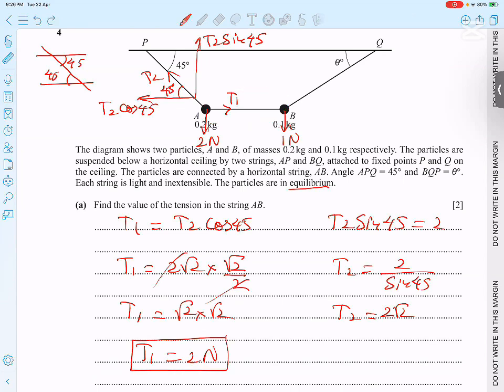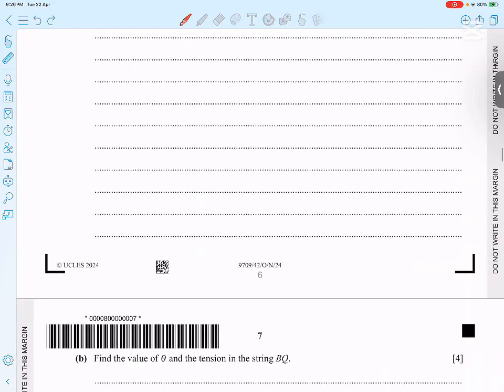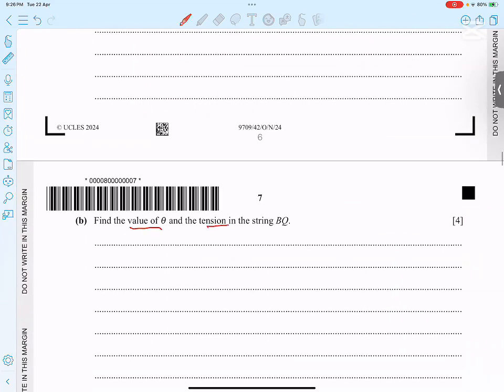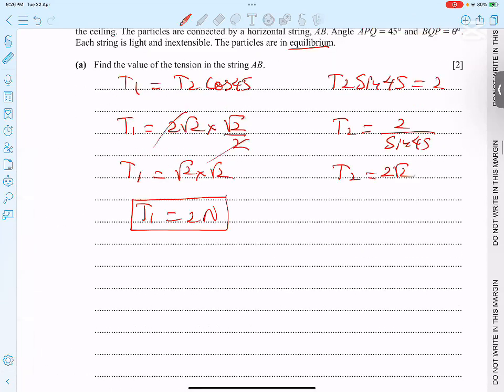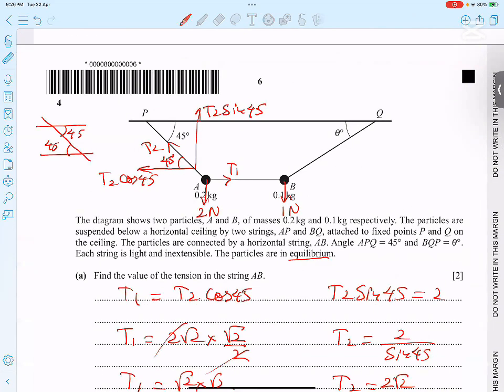Now, students, the next part is what? Find the theta value and the tension in string BQ. Make sure BQ, he talks about this tension. I gave T1, T2, and I will label this one T3. Now because we know this T1 and this T1 are equal to each other, both are 2.